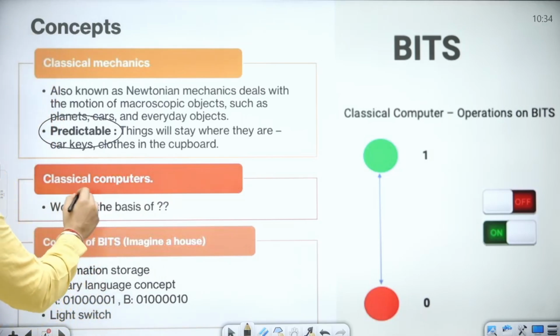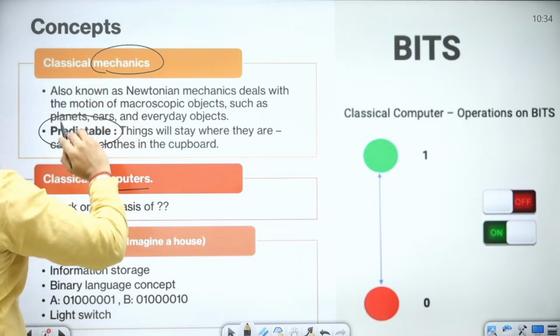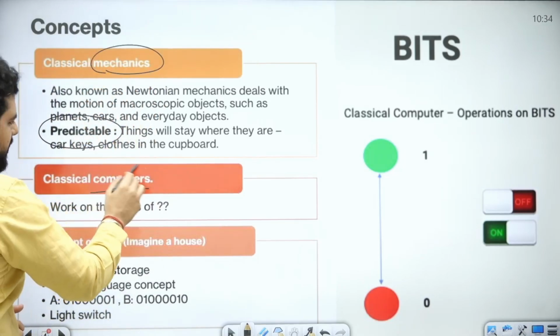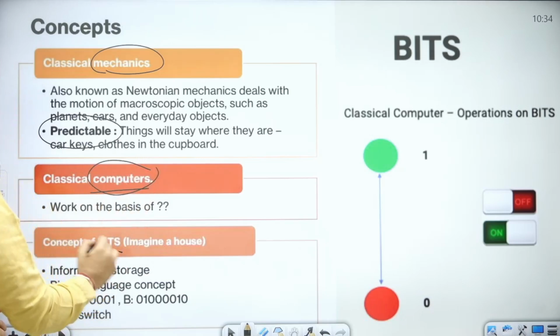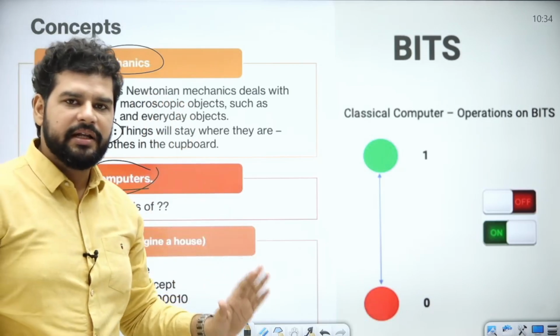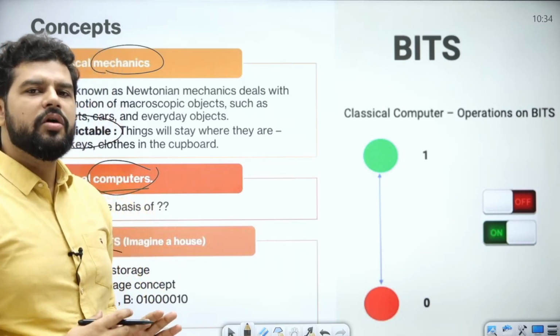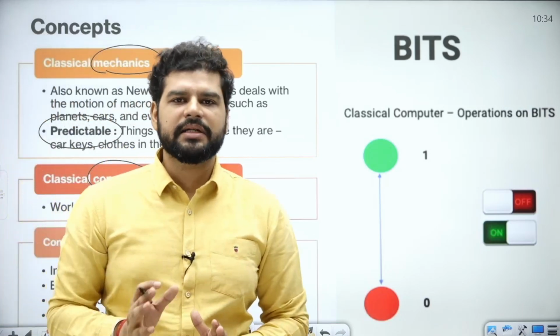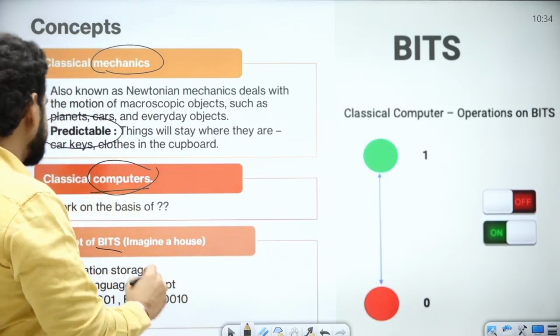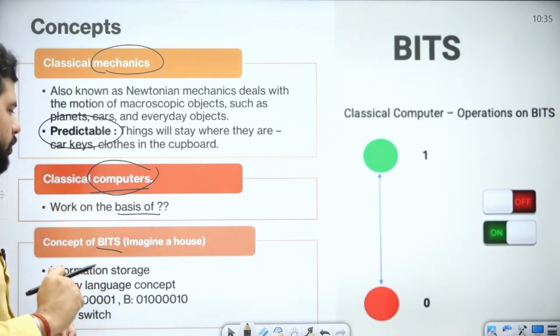So what are classical computers? We're going this way. First we see the mechanics, then we see the computers, and then bits. So first thing is classical mechanics that we observe in our daily life. So what are classical computers? These are computers which are based on the rules set by classical computing. Okay, they work on the basis of classical mechanics. That's all we need to know.